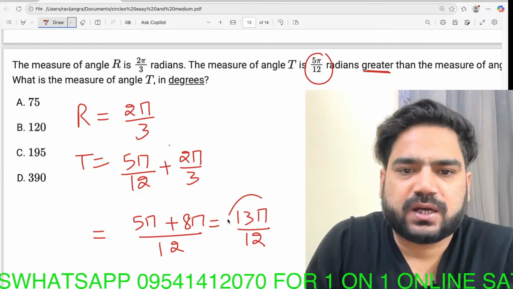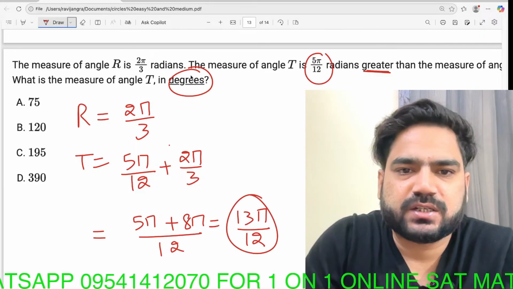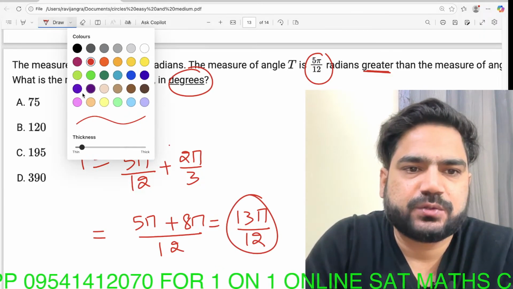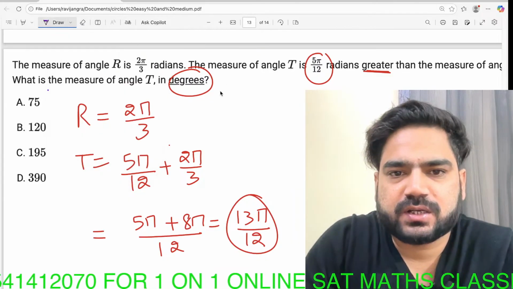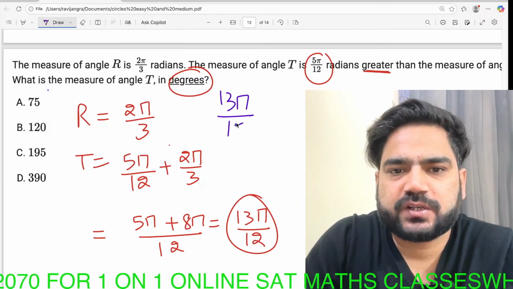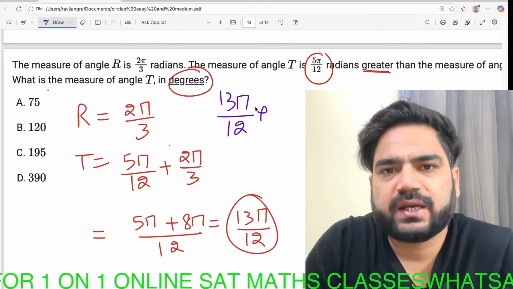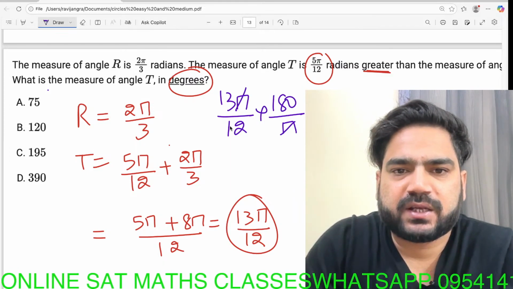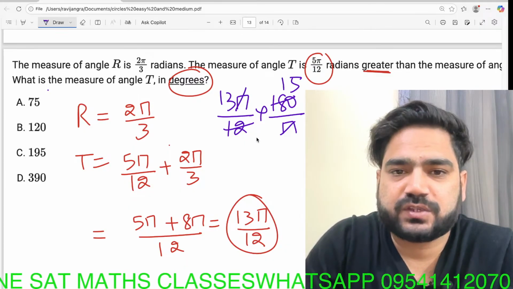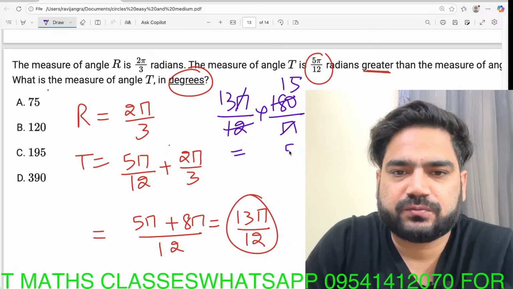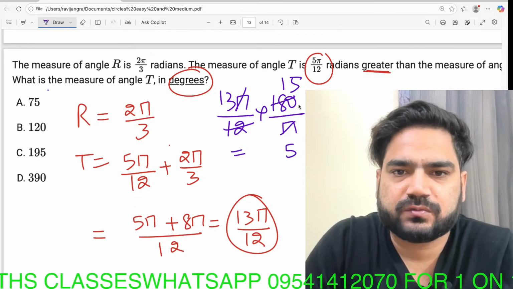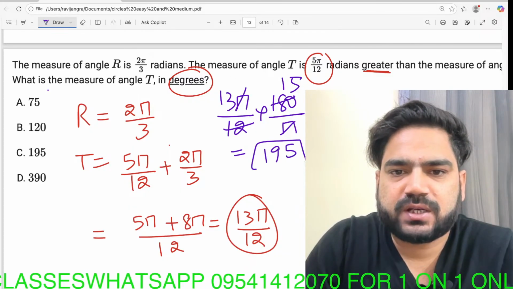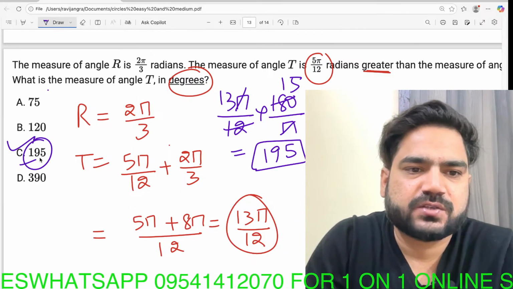So this is our answer, but they are asking for it in degrees, so very easily you can convert this 13 pi by 12 into degrees. Again, how to convert any angle into degrees? Multiply this by 180 by pi. Pi will cancel out, 12 will cancel into 180 giving 15, and 15 times 13 is 195. So 195 will be our answer.